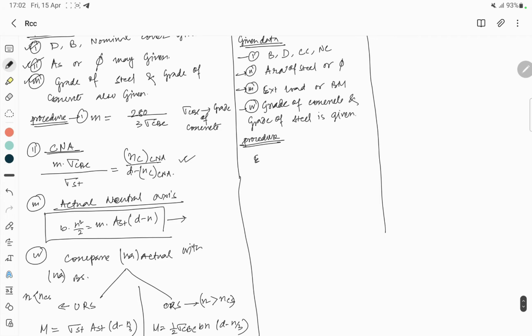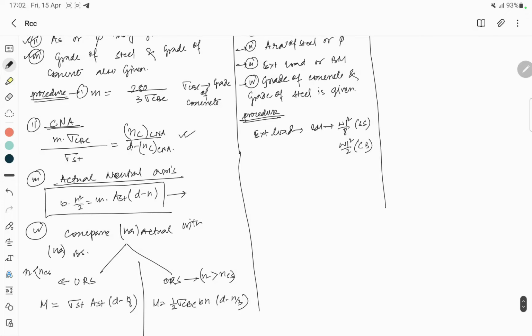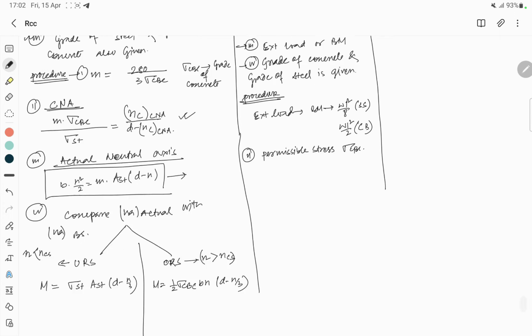If the external load is given, then you have to find out the bending moment. This is WL square by 8 for a simply supported beam, and WL square by 2 for a cantilever beam. Okay. Number 2, you have to find out the permissible stress, that means sigma CBC.